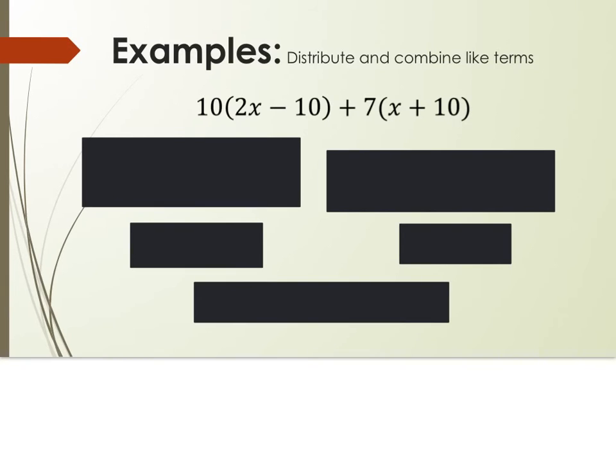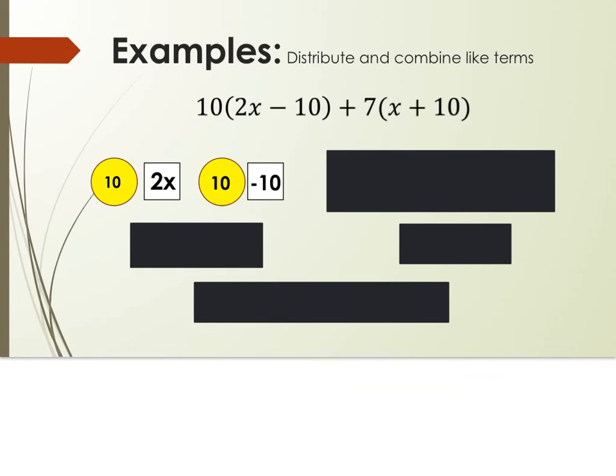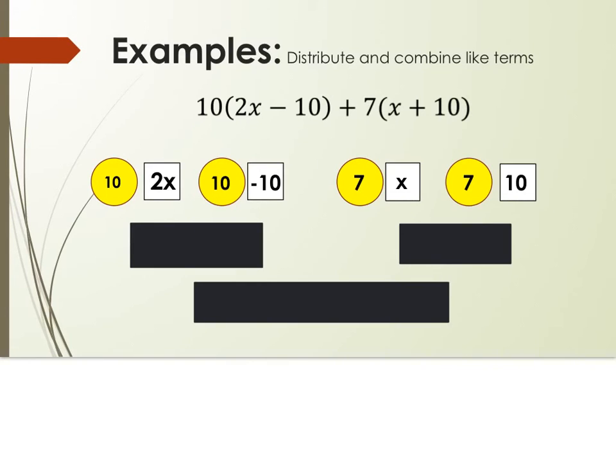Here's another example with two areas that you need to distribute. You have 10 times the quantity of 2x minus 10, and a positive 7 times the quantity of x plus 10. First, let's do the circle, squares, and you will have 10 as the number that is shared, and that will go into the circles, and 2x will go in the first square, and negative 10 will go in the second square. On the other half, you have a 7 that is shared. The x goes in the first square, and the positive 10 in the second square.